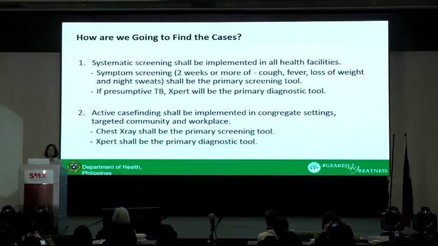When we say systematic screening, meaning all those that are coming to the health centers or to the health facilities, we will be asking them if they have these symptoms. If they are presumptive TB, then we will do expert testing. This means we'll be using expert as our primary diagnostic tool. Another strategy is we will do active case finding, wherein we will go to congregate settings, targeted community, and workplace. We will do chest X-ray as a screening tool, and then expert will also be the primary diagnostic tool.